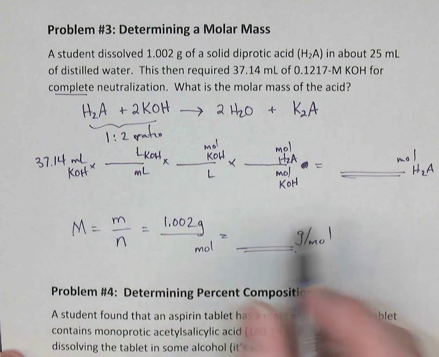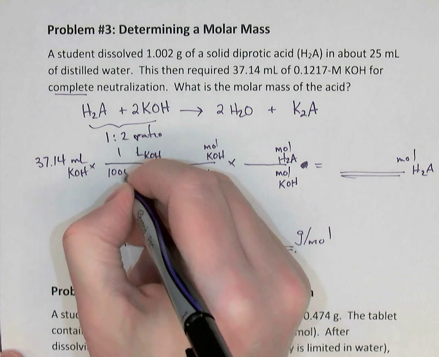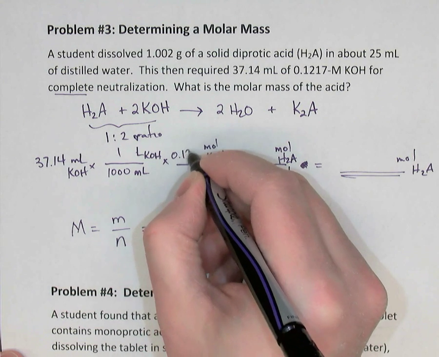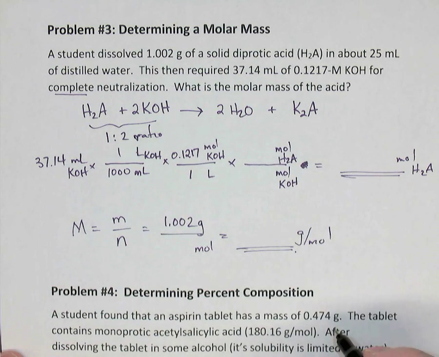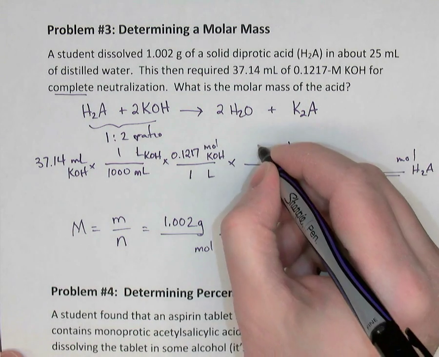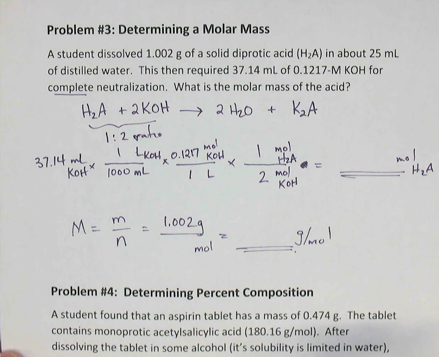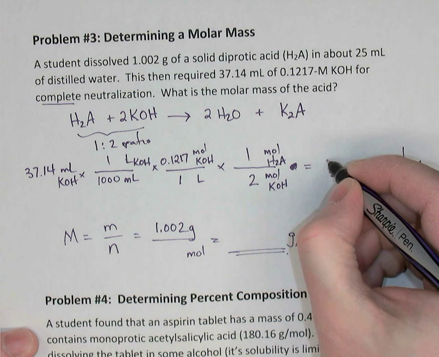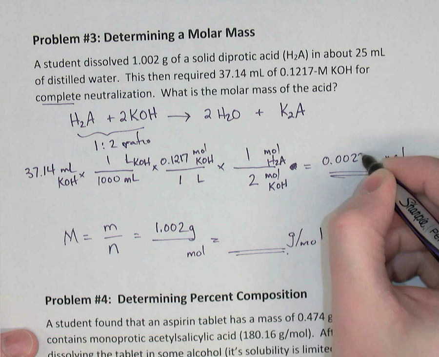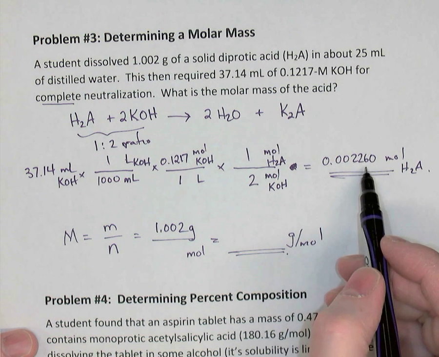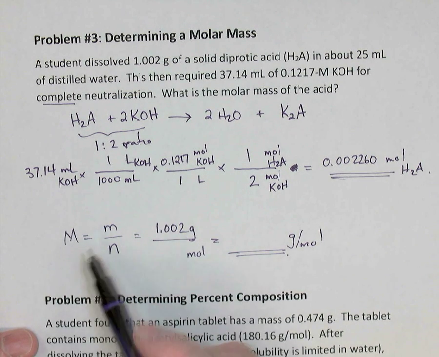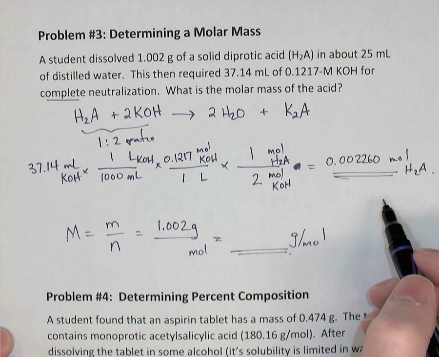So coming back to my unit multipliers, a liter has 1,000 milliliters. The concentration of the KOH was 0.1217 moles per liter, molarity. The balanced equation says 1 mole of the acid needs 2 moles of the base. And so grabbing a calculator and evaluating that, you'll find out that there's 0.002260. I'm keeping 4 significant digits here because there were 4 significant digits in the problem. So that's how many moles of acid there were.